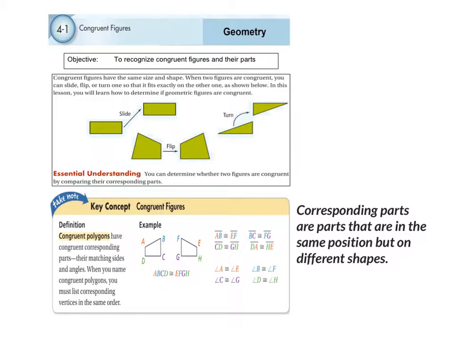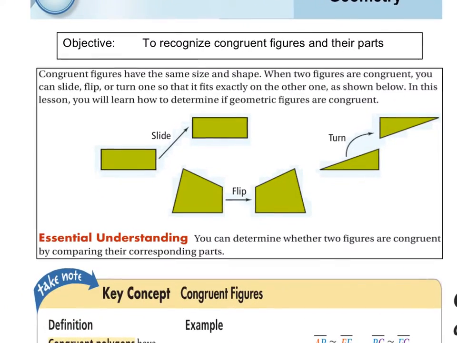This is section 4.1, and in 4.1 we're talking about congruent figures. So now we're going to take different shapes and decide are they congruent or not. And I'm going to explain exactly how you determine if two shapes are congruent. So our objective in this section on this video is going to be to recognize congruent figures and their parts. Okay, so let's talk about congruent figures.